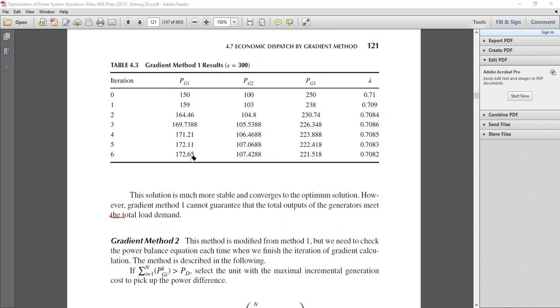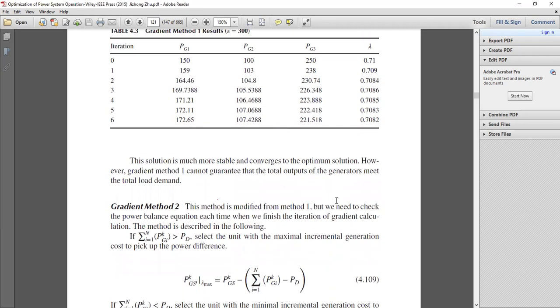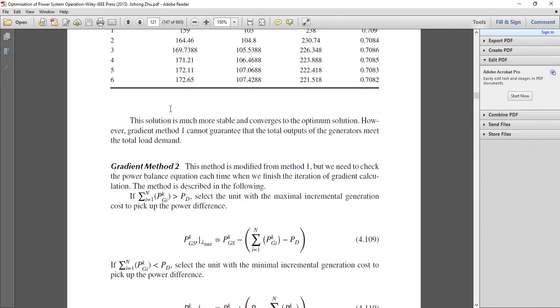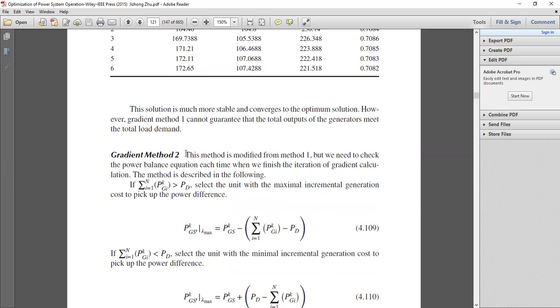Yes, sir. Okay, so next we go to gradient method 2. To overcome this problem faced in method 1, method 2 is a little bit modified from method 1. They will add the condition which was missing earlier. They will check that whatever solution is achieved, whether the summation of all those PGs is balanced by the demand or not. So we need to check the power balance equation for each iteration.